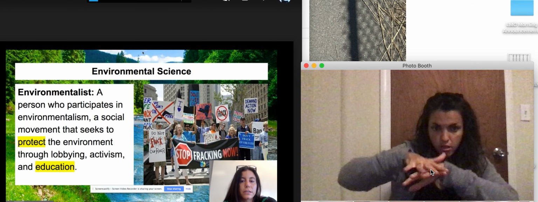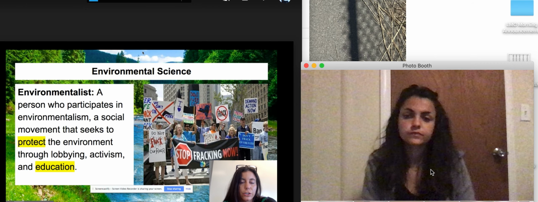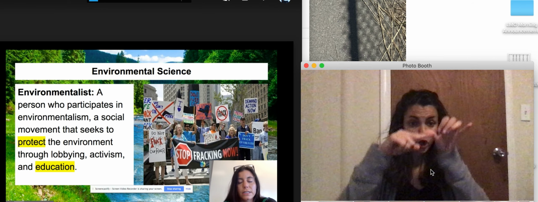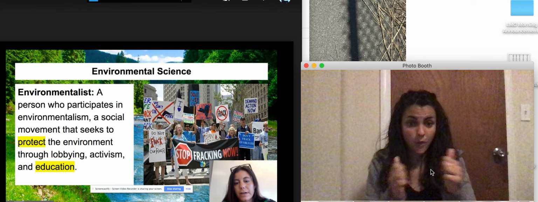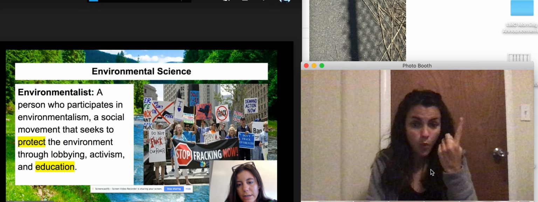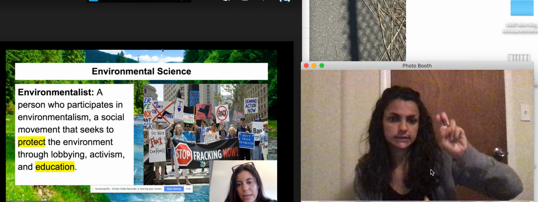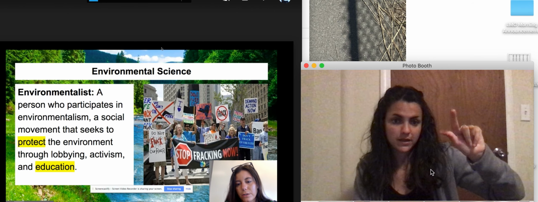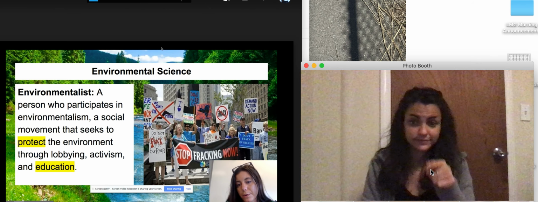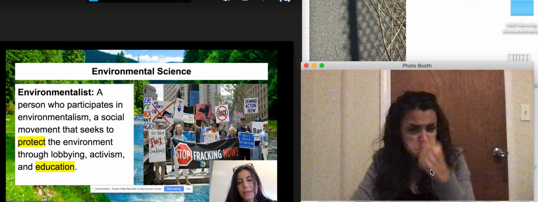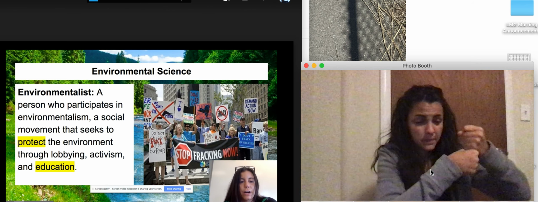Now we're going to move on to some other terms in the introduction of environmental science. What is an environmentalist? If you notice in the picture here that shows some people standing up for the environment, you notice it ties in with the chapter opening case about fracking. So what exactly is an environmentalist?